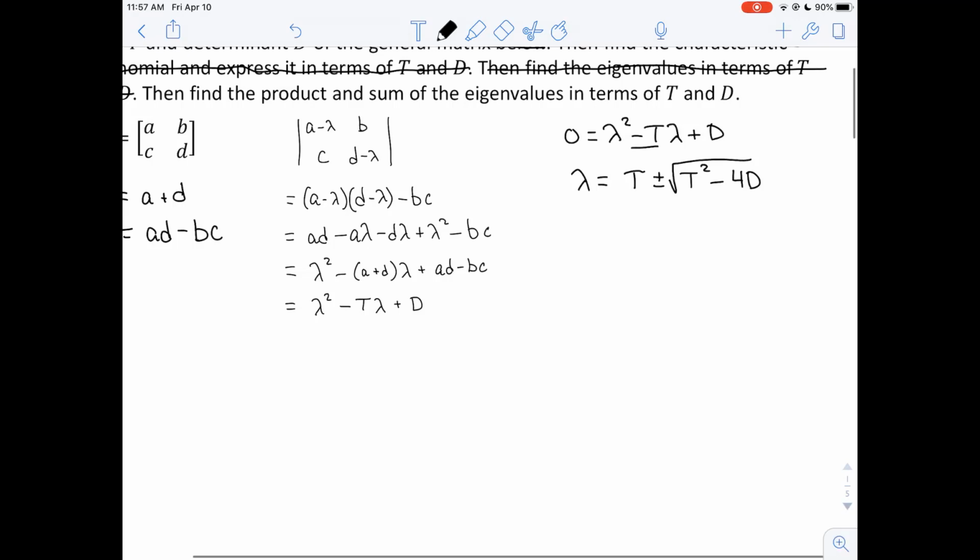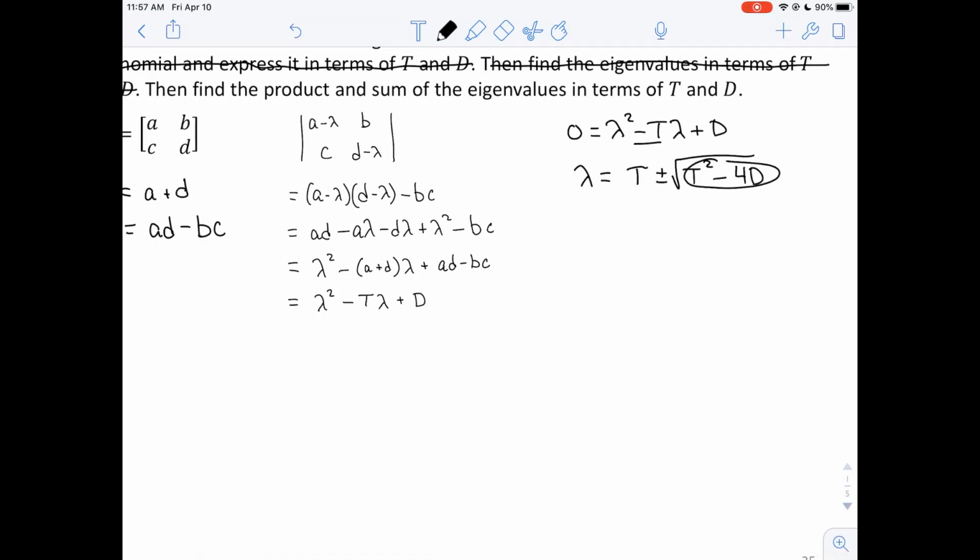This t squared minus 4d, the part that's inside the radical when you do the quadratic formula, is called, by the way, the discriminant, right? Not to be confused with determinant. The determinant of a matrix and the discriminant of the quadratic formula, they're different things. And then to finish the quadratic formula, this is all over twice the leading coefficient, so all over 2.